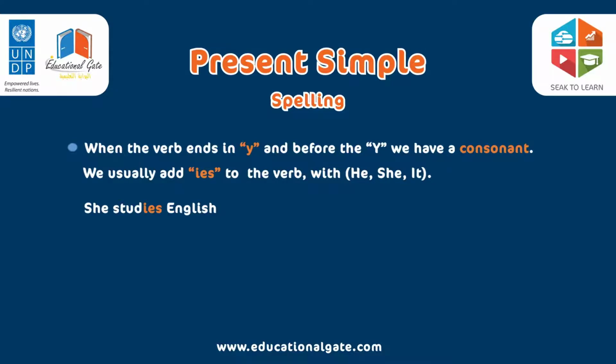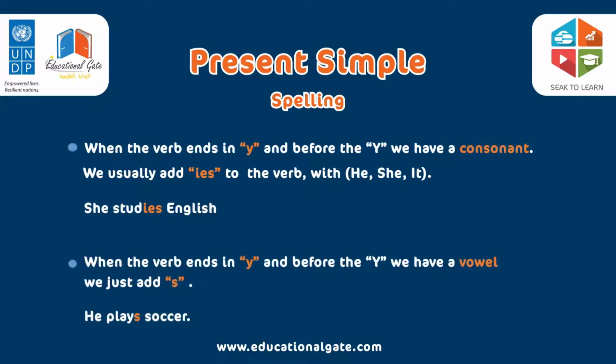Another example is when we have Y, but before the Y we have a vowel. For example, we can say play. Play ends with Y. Before the Y we have A, which is a vowel. In this case, we just add S. So if the verb ends with Y, and before it we have a vowel, we just add S to the verb. For example, he plays soccer.